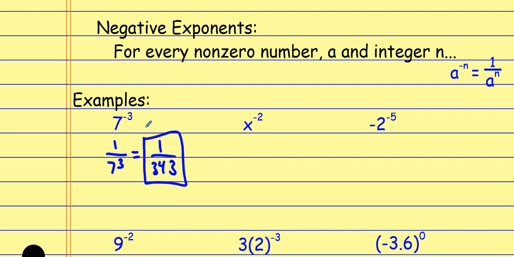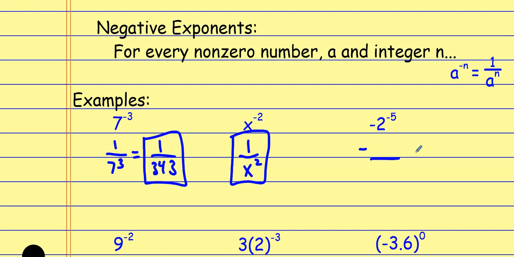So here I have x to the negative second power. That means I want to divide by x to the second power. So it's 1 over x squared. Okay? Same thing here. And see that negative. Remember, the negative kind of goes on separately, so I'll tack the negative on.